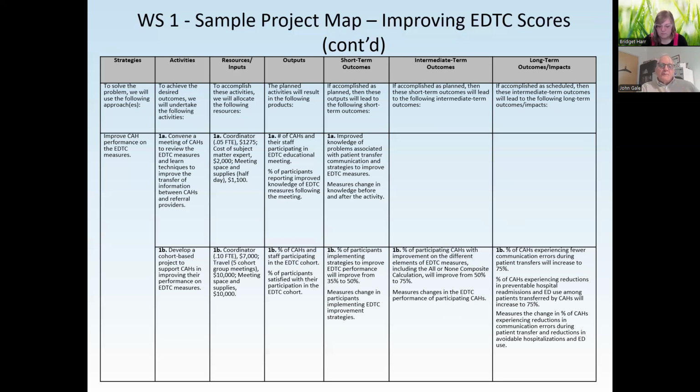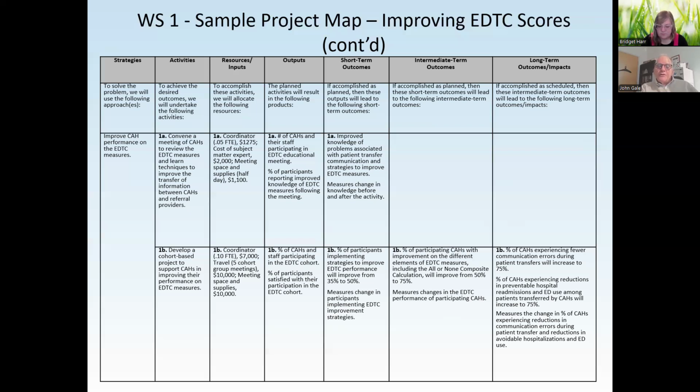Then the next step is you're developing the project and implementing it over time. You're looking at the flex coordinator's time, travel if these meetings are on site or in a central location, meeting space and supplies, and the number of meetings you'll hold. The goal we found, at least within cohorts, is having them meet regularly to share their best practices, their successes, and even some of the data if they're willing to do that. So again, you look at participation in the meetings and satisfaction.